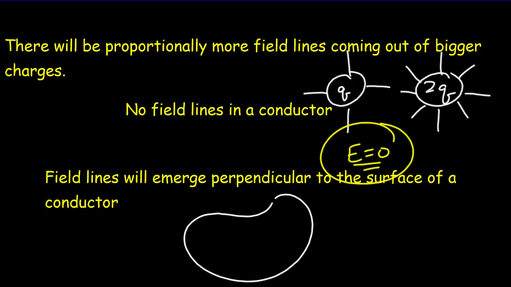And if they don't emerge perpendicular to the surface, you'd get surface currents. So we'd have, say, an electric field line coming out like that, perpendicular to the surface. They can curve afterwards, but they've got to come out perpendicular to the surface. The metallic bonding will hold the charges from escaping, but there's nothing to keep them from moving along the surface and creating currents. And we know we don't get currents, so the field lines have to emerge perpendicular.